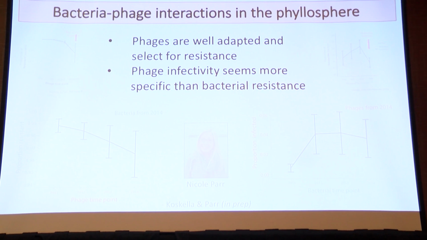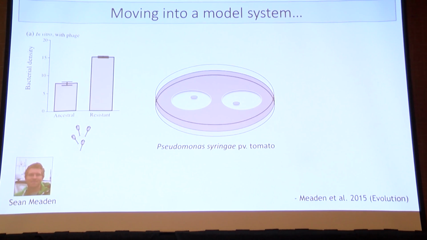So the take-home message from that horse chestnut system is that using these sort of phenotypic approaches, where we look at bacteriophage infection of bacteria in terms of the culturable subsection, what we can see is that phages are well adapted and they select for resistance. So they're important in these realistic environments. And phage infectivity seems more specific than bacterial resistance. And again, this might be expected under some CRISPR-Cas scenarios, but I haven't fully explored this pattern.